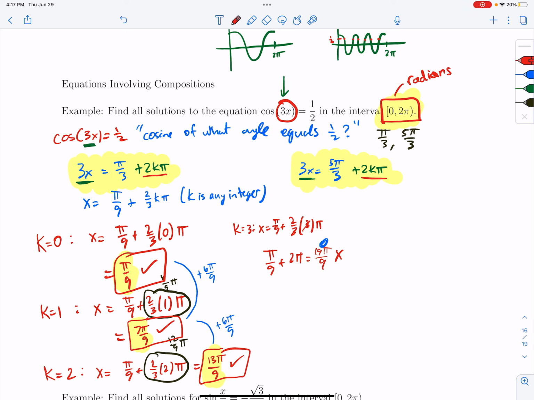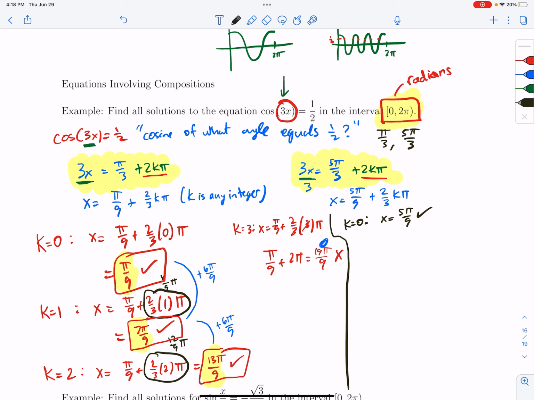All right, let's do the second branch. Okay, before I do that, I need to solve that for x. So we're going to say divide by 3. So x is equal to 5 pi over 3 divided by 3, or times 1/3. I get 5 pi over 9 plus 2/3 k pi. And then we got to test values for k. So when k is equal to 0, that's usually the easy one because that second term will go away. So x is equal to 5 pi over 9.